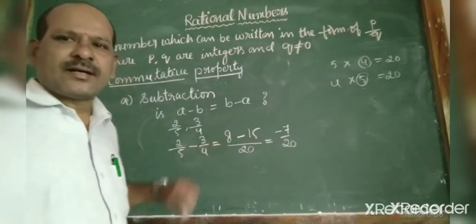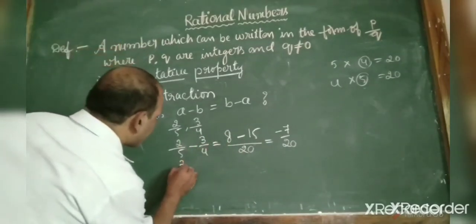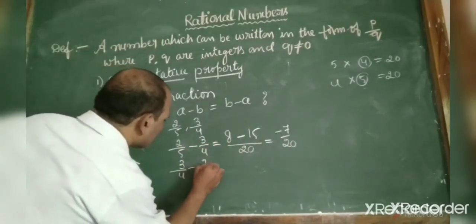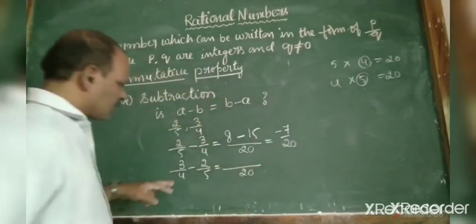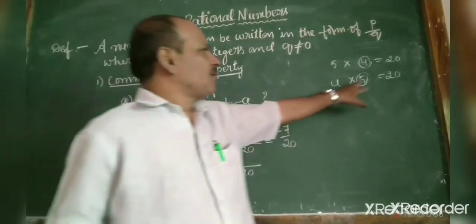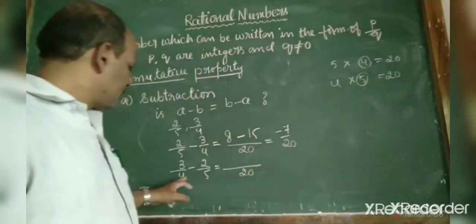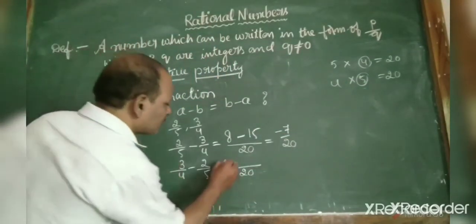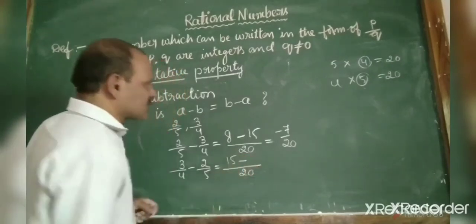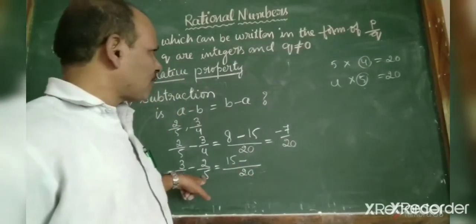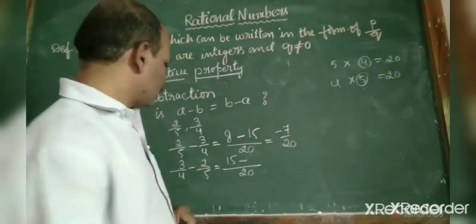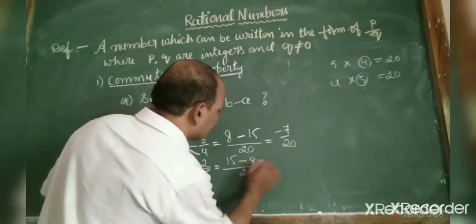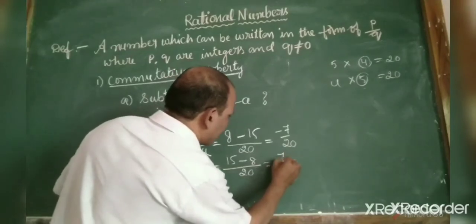Now I am reversing the order and checking. 3 by 4 minus 2 by 5. Again LCM is 20. 4 in 20 5 times. That 5 into numerator, 5 3s are 15, minus. Again this 5, how many times in 20? 4 times. That 4 into 2 is 8. Here the answer is 15 minus 8.